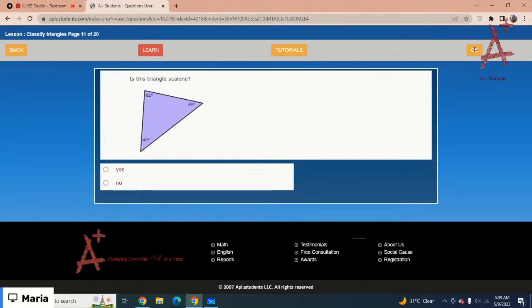So see, in this triangle, two of the angles are exactly equal, 49 and 49. And the question is: is this triangle scalene? No, this is not scalene. For a scalene triangle, none of the side lengths are equal in measure. So the answer is no. For this one, the correct option is no.